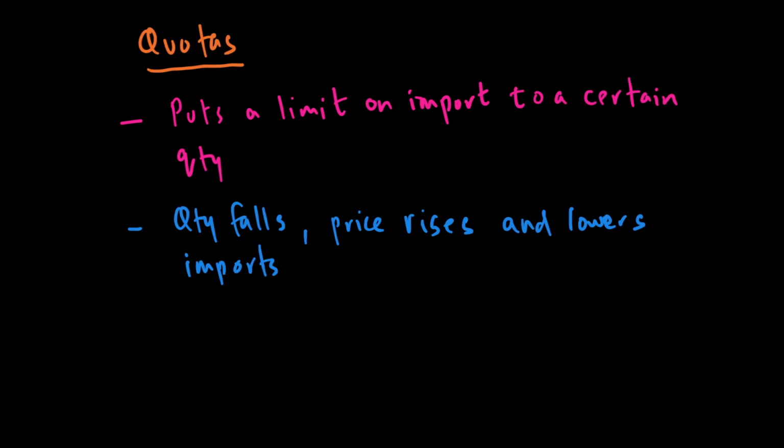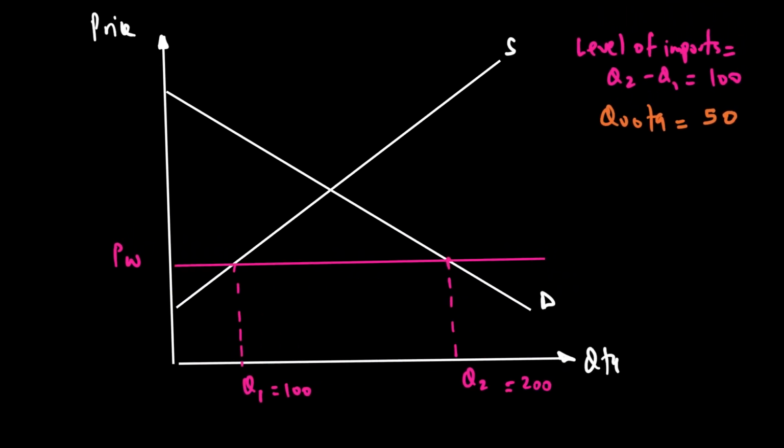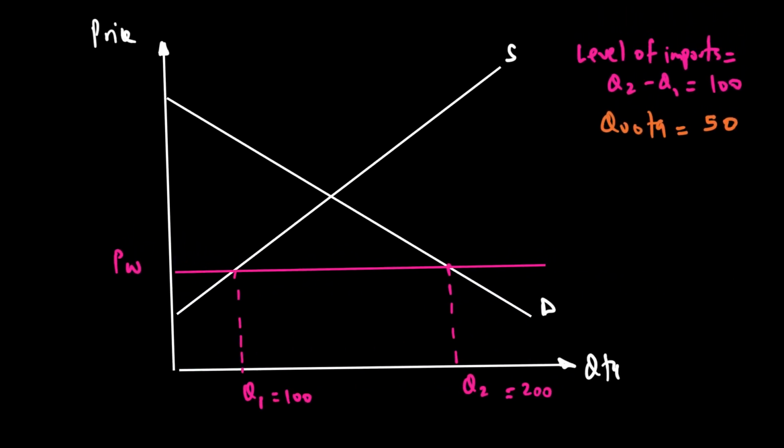Now let's see the diagram of quota. So let's say right now my demand and supply are such that PW is the level of imports, so PW becomes my world supply, and I'm right now importing Q2 minus Q1, which is 100 units of this good. So this is my world supply. Now, the government is unhappy, let's say, with this level of imports. They say it's just too much imports, and let's say they put a quota of 50.